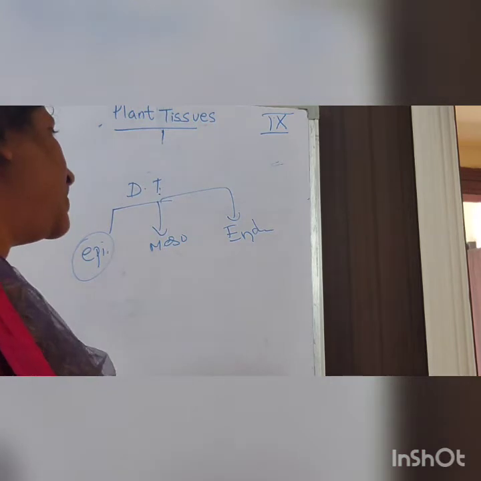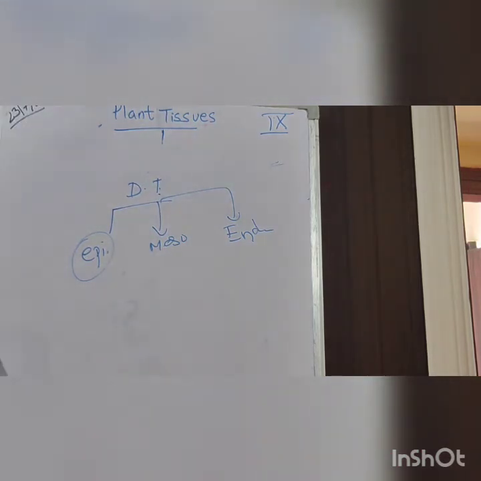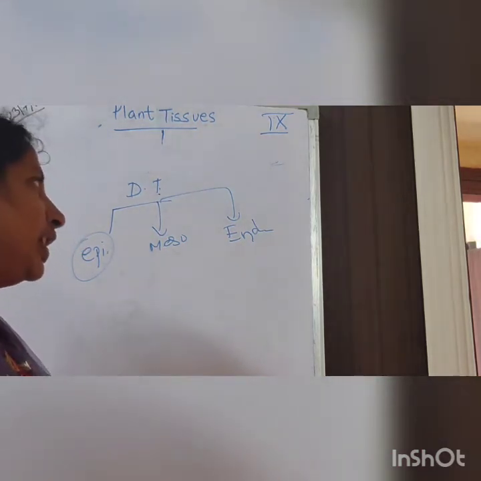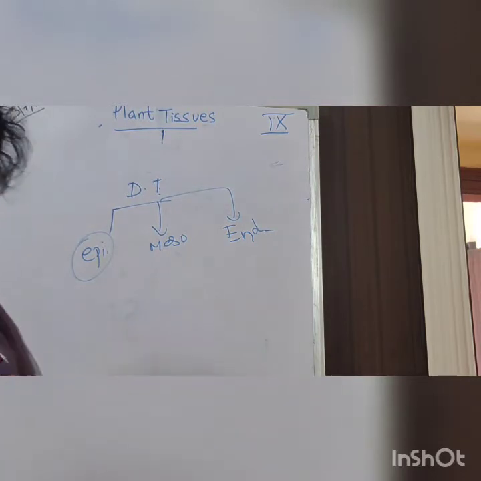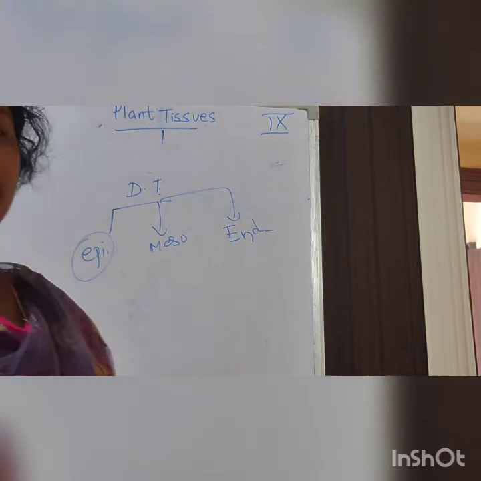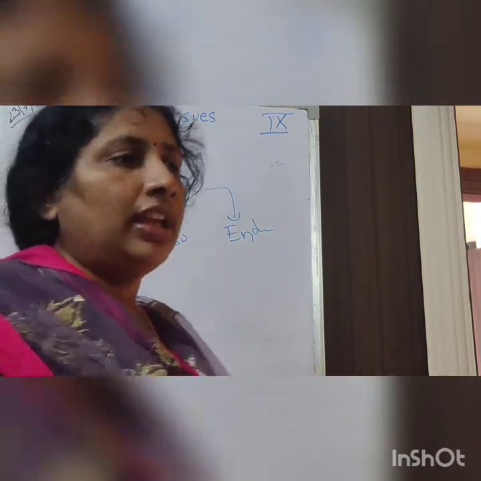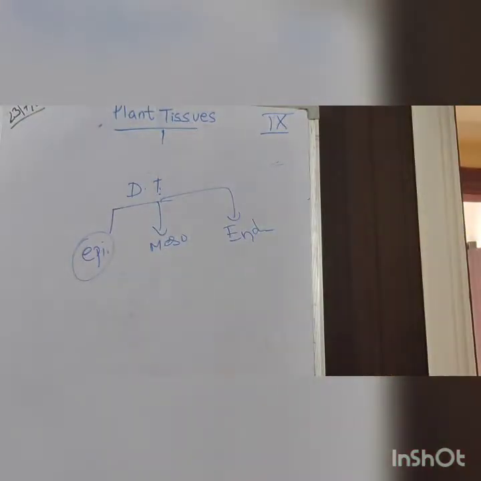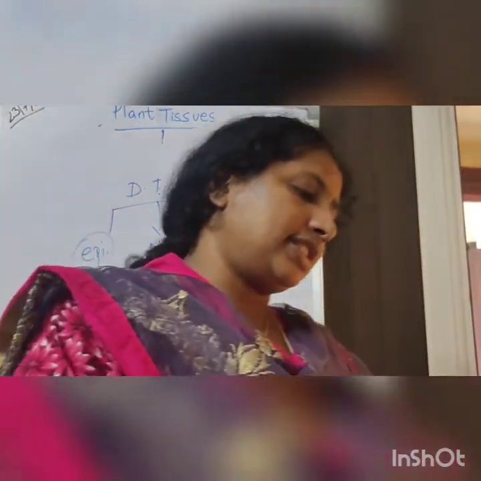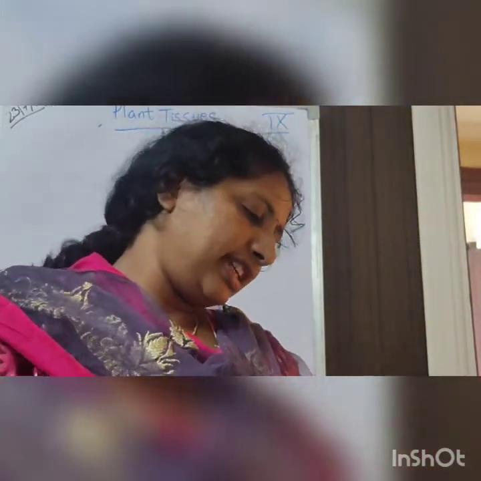So epidermis. Then mesodermis is the second part of the dermal tissue, and endodermis is the third part of the dermal tissue. So the main function of dermal tissue is helping in mechanical support. Okay. Then what else have we discussed? Any other points?